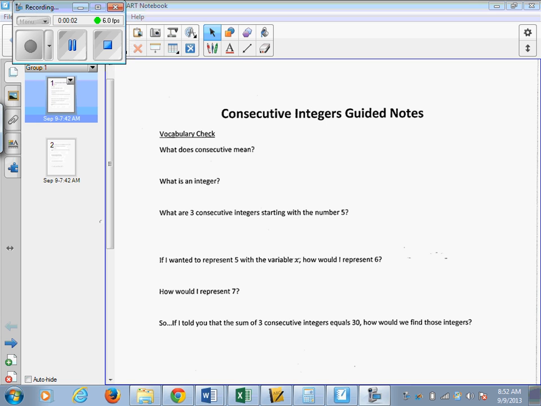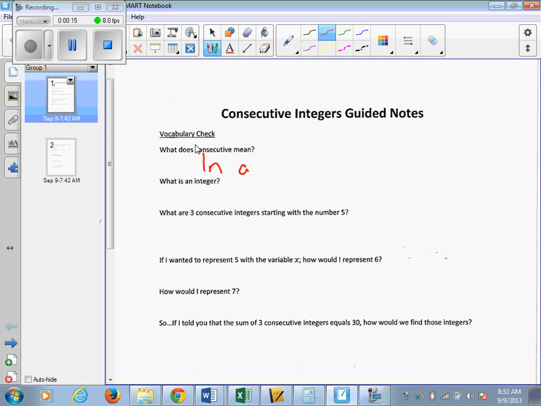So today we're going to be talking about consecutive integers. Let's just do a quick vocab check to make sure that we are all on the same page. What does consecutive mean? Basically it just means in a row, or one right after the other.